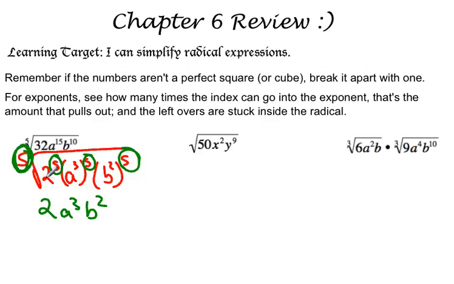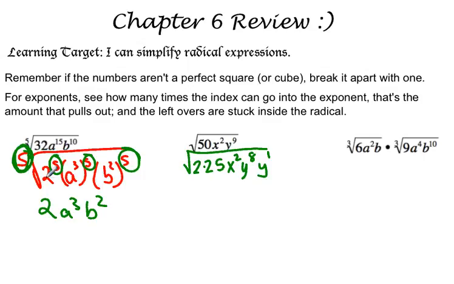And so 50 isn't a perfect square, but you can break 50 into 2 times 25. The reason you would want to do that is that 25 is a perfect square. Now, x squared is going to be a nice one when you pull it out, but y to the 9th, you're going to pay attention to that one. You can break that up into y to the 8th and a y to the 1st.